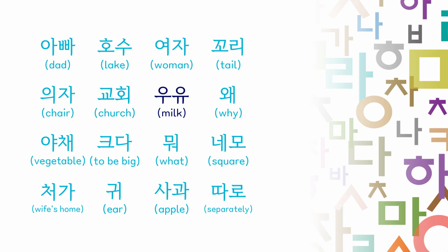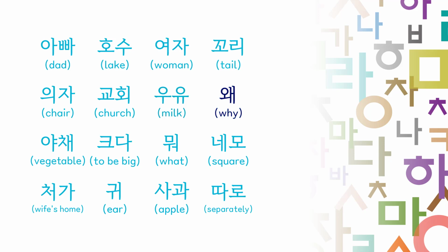The next word is 우유, 우유. And 우유 means milk. And in the first syllable, we have iung with the vowel u. And in the second syllable, we have again iung with the vowel u, the Y glide vowel u. So this is 우유.